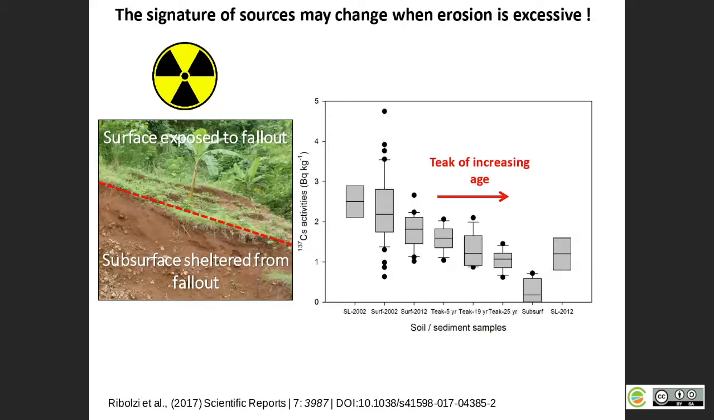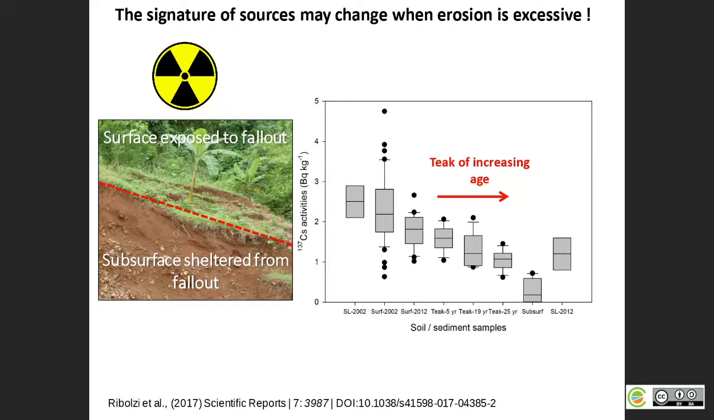Of course we participated in this project, and we also analyzed cesium 137 because it's our favorite tracer. What you can do with cesium as well is to discriminate the surface layer of the soil, which receives the atmospheric fallout and is stacked with cesium, versus what will be produced in landslide areas or channel bank collapse areas, for instance. So subsoil that has not been exposed to the fallout and which will be depleted in cesium.